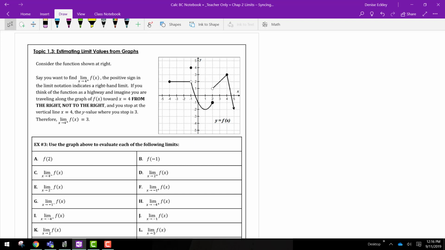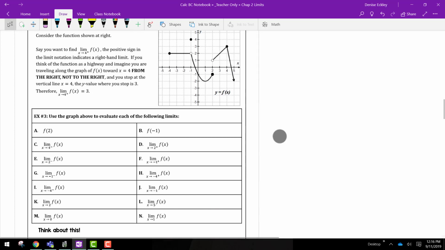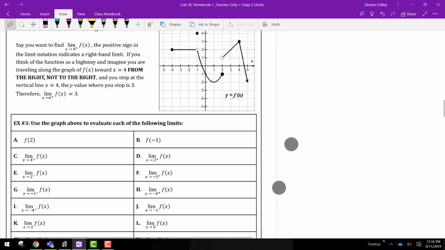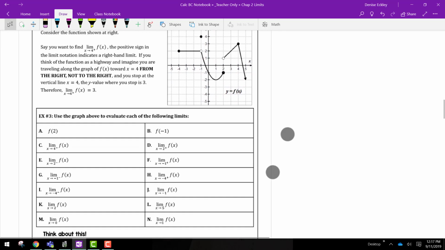So what you want to do is stop at the vertical line, x equals 4. The y value you stop at is 3. So the limit as x approaches 4 from the right is 3. So let's go through and do these together here. Make sure I get the picture and everything in here.